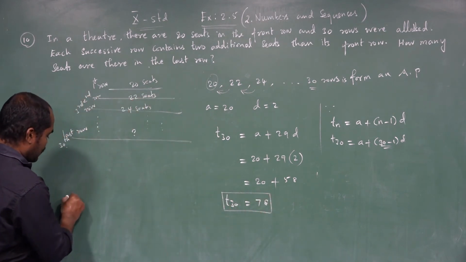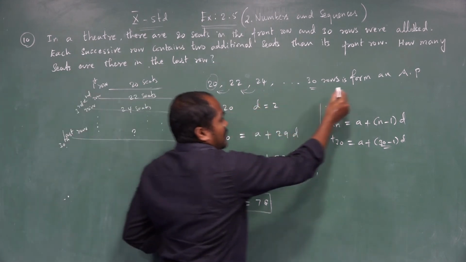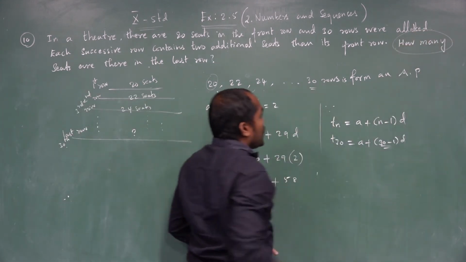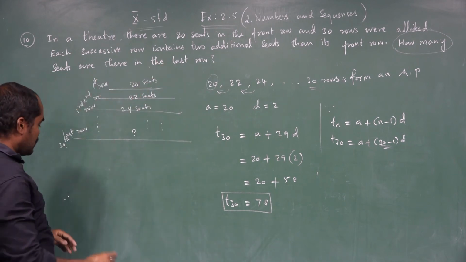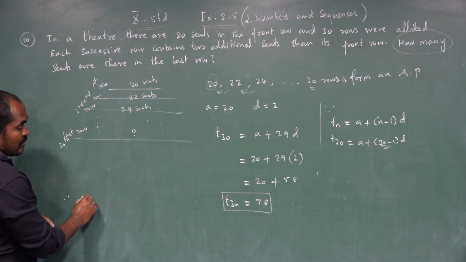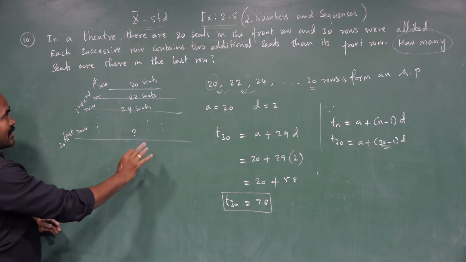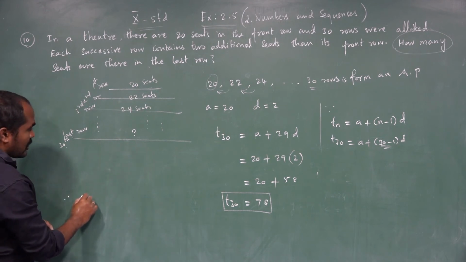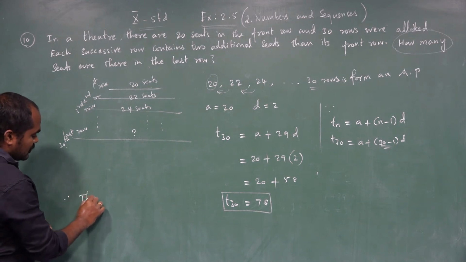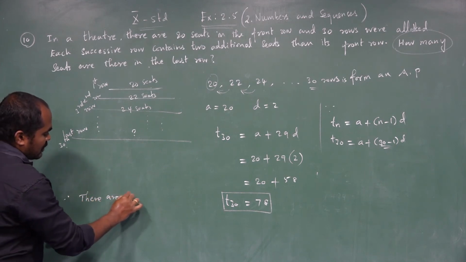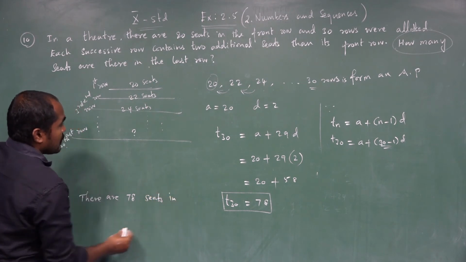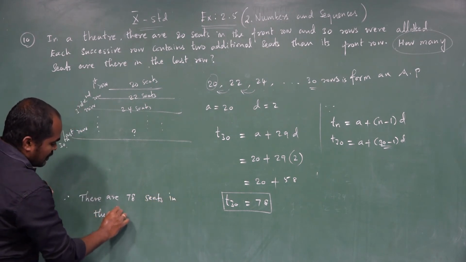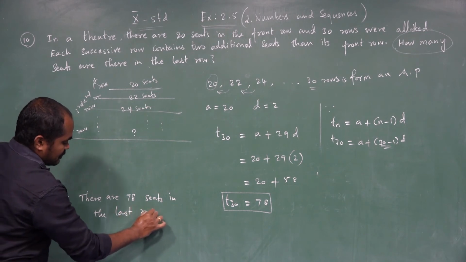Therefore, how many seats are there in the last row? This is our question. There are 78 seats in the last row.